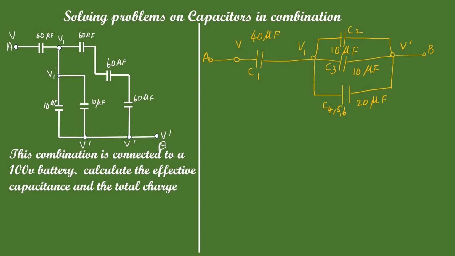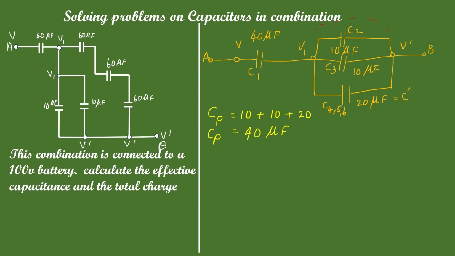We will note the equivalent capacitance 20 microfarad as C dash. So we can easily find the equivalent capacitance for these three capacitors. Cp is equal to C2 plus C3 plus equivalent capacitance for C4, 5 and 6. So substituting for C2, C3 and C dash, we get Cp is equal to 10 microfarad plus 10 microfarad plus 20 microfarad, which is equal to 40 microfarad.